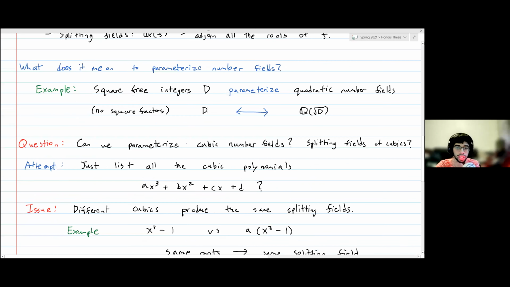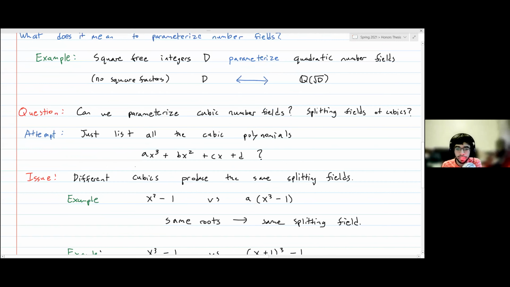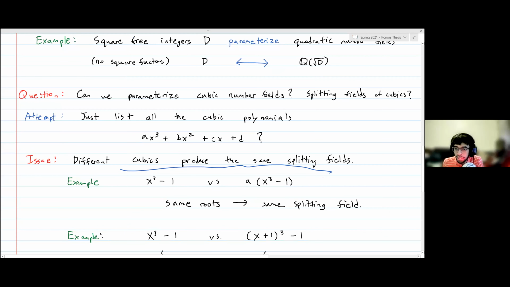So a question is, can we parameterize all of the cubic number fields, or can we parameterize all of the splitting fields of cubics? And your natural instinct might be just to list all of the cubic polynomials, ax cubed plus bx squared plus cx plus d, and just adjoin roots of these polynomials. But the issue here is that different cubics can produce the same splitting field.